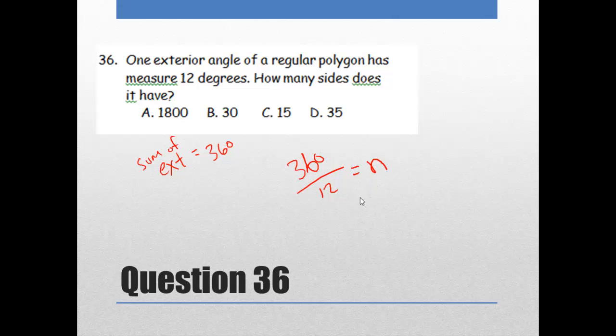And I think I did this one earlier, and it should be 35. 360 divided by 12. Yeah. So this guy has 35 sides.